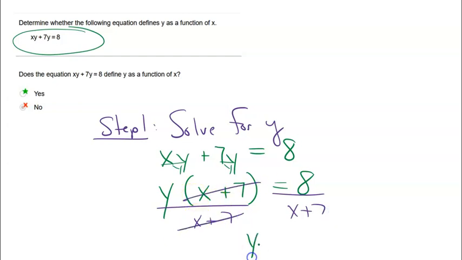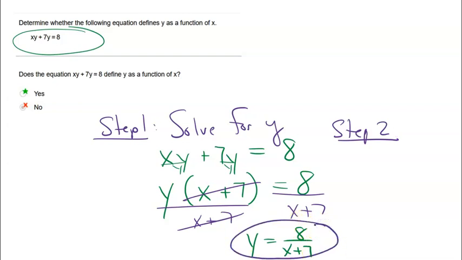I've solved for y. y is equal to 8 over x plus 7. Now, that's not my answer. My answer is yes or no, right? Does this define a function? Well, step 2 of this process of determining if an equation defines a function is to ask yourself, is there one answer for each x that I could possibly plug in, or more than one? Well, you know what? There's no plus or minus right here. The only time you put a plus or minus when you're solving is when you take a square root, a fourth root, a sixth root.